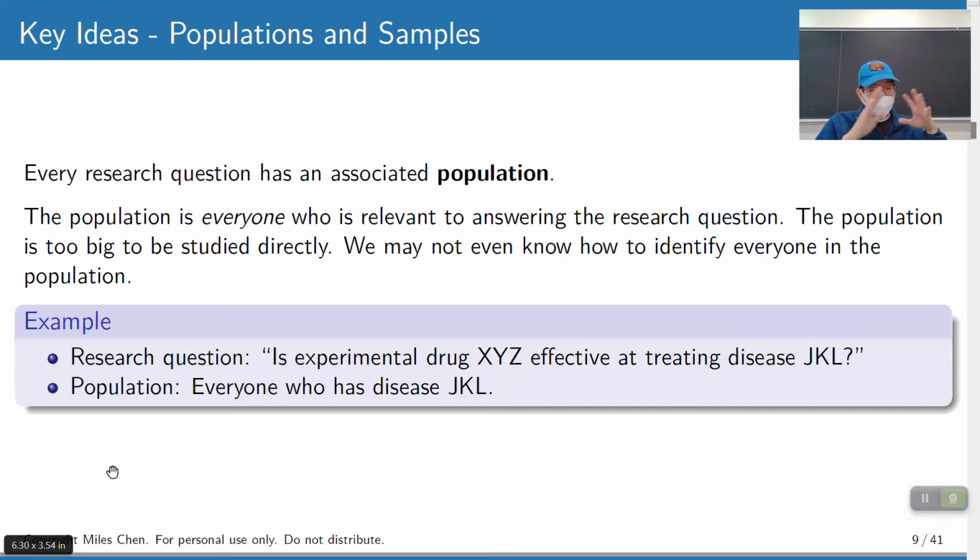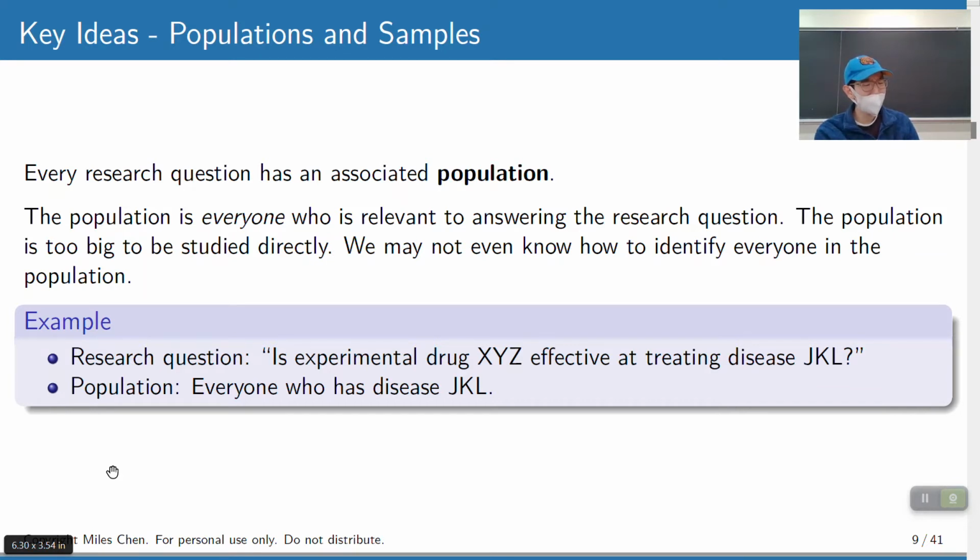So we have to talk about populations and samples. Every research question that we have has an associated population. The population would be everyone who's relevant to answering the research question. The issue is that the population is always going to be too big for us to study directly, or we just don't know who's in the population. We just can't get a hold of everybody.